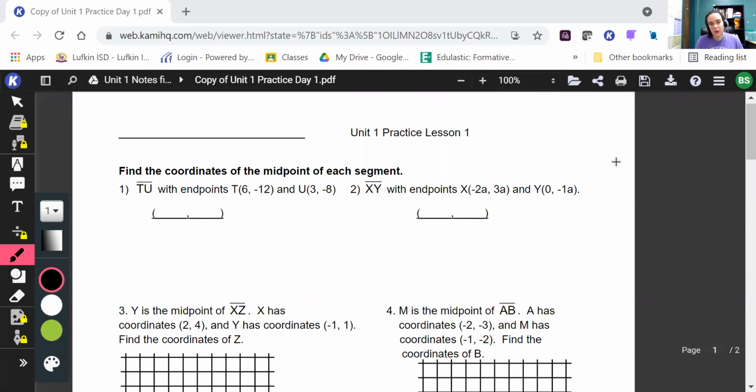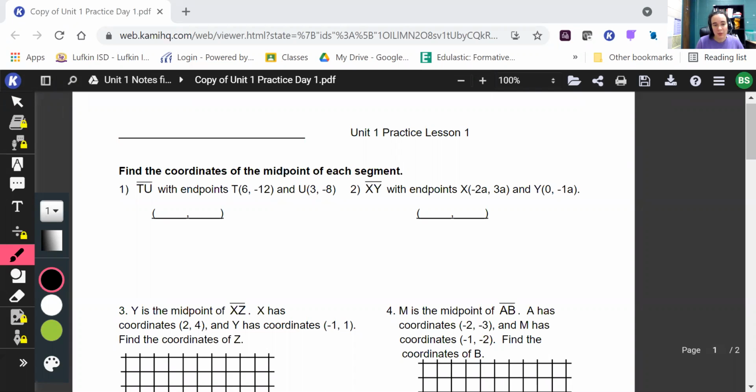Today we are going to practice midpoint formula, both forwards and backwards, and the distance formula and Pythagorean theorem. So our first two examples, we're finding the coordinates of the midpoint of each segment. First one, segment TU, endpoints of T at (6, -12), and U at (3, -8).